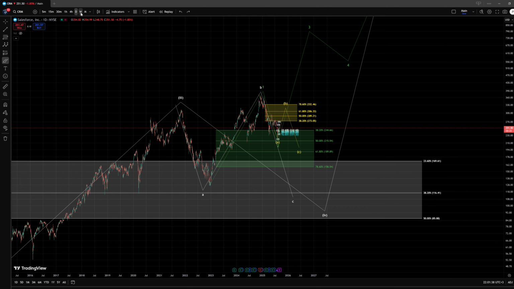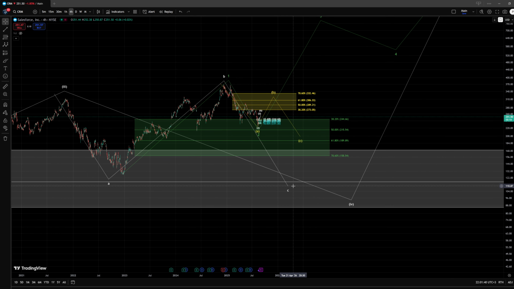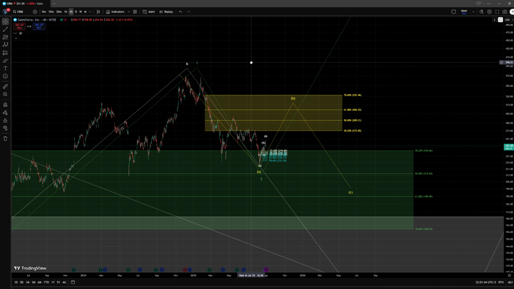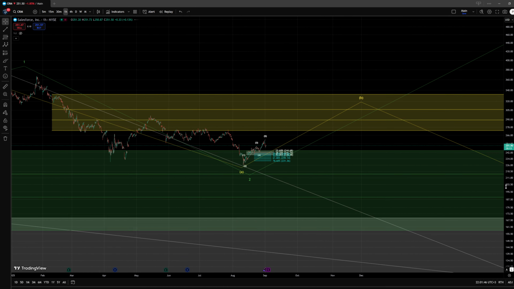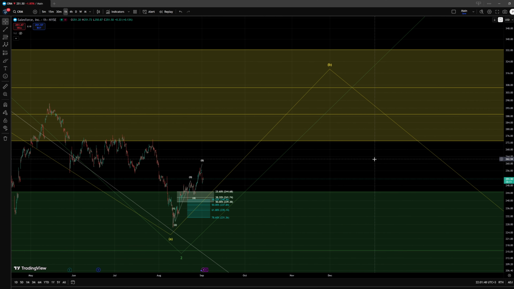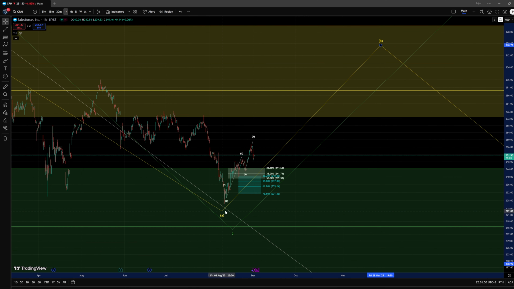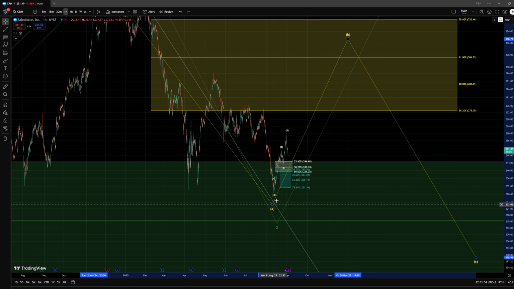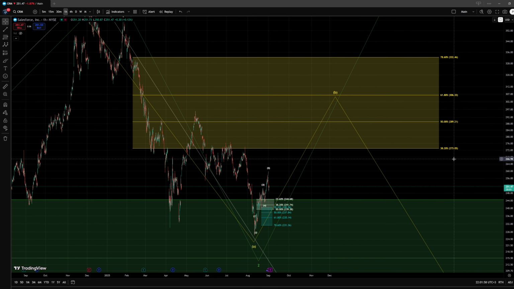I am still of the opinion that within this structure we are still tracking an ABC to take us lower. Now, with that said, we can focus on the idea that we have our support zone in green, and we are still within the yellow movement here, where we had completed an A wave down and we are now within a B wave that should find resistance in the area between the $273 up to the $332 level at the 78.6% retracement.